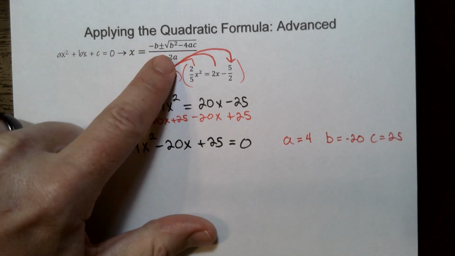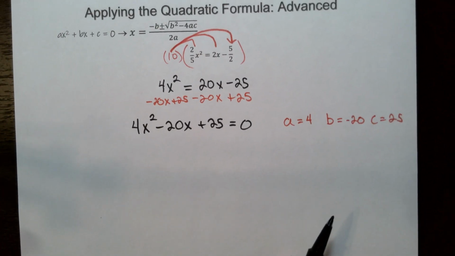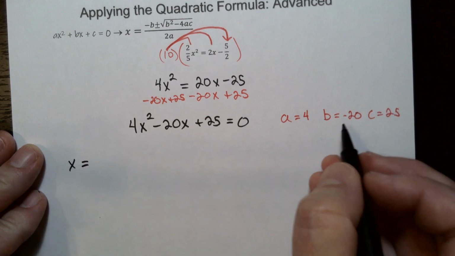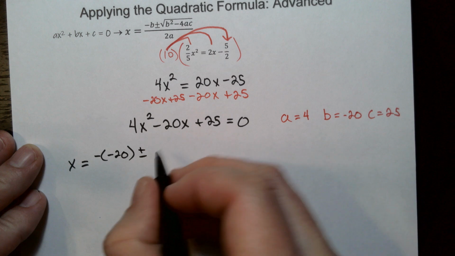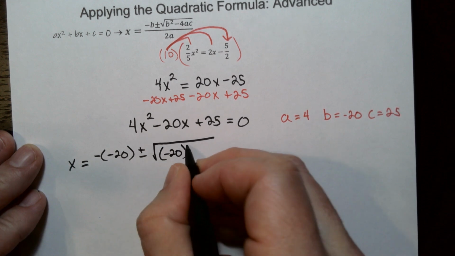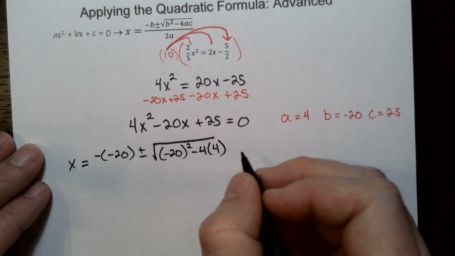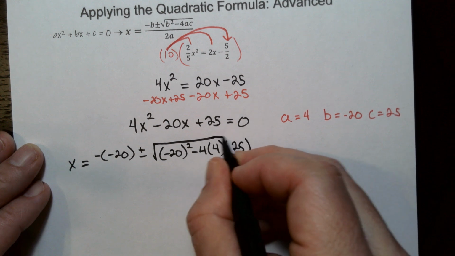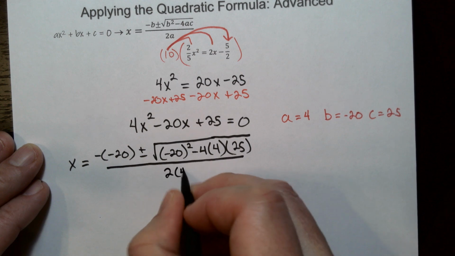Okay, I'm using this formula again one last time. Okay, so I get, oops, excuse me, move the camera. I get x equals negative b. The b is already negative, so negative 20, plus or minus the square root of b squared, so negative 20 squared, minus 4 times a, which is 4, times c, which is 25, all divided by 2a, so 2 times 4.